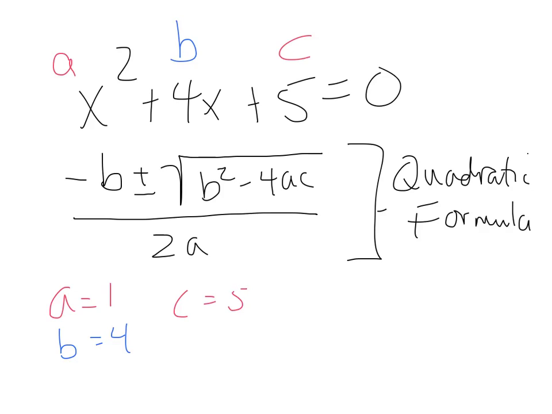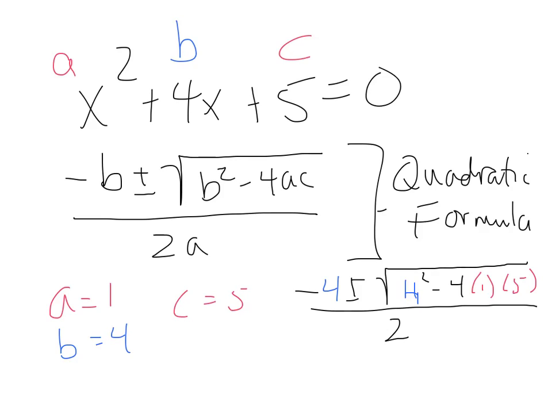You would say, we go negative B, which is 4, okay, plus or minus the square root of B squared, which is 4 squared, minus 4 times A, which is 1, times C, which is 5, all that divided by 2 times A, which is 1.